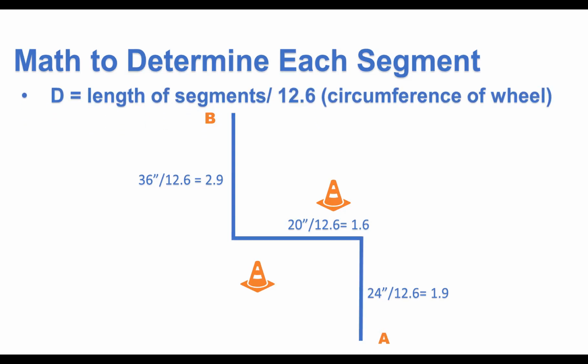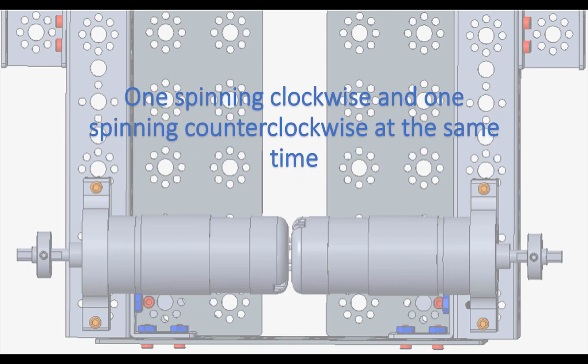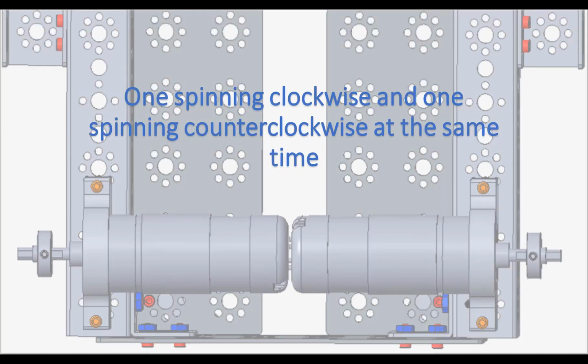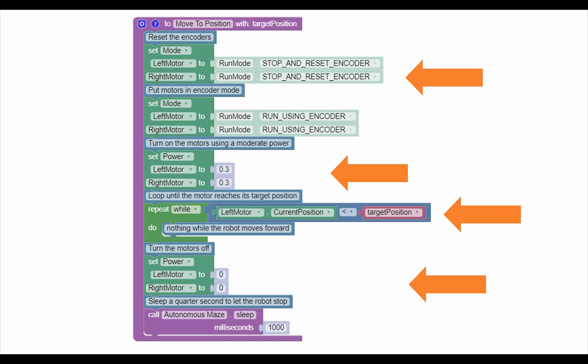So let's map out what we need to know about the motors to drive straight for a certain distance. We need to know how the motors are set up. You can see that the motors are positioned opposite one another, so one motor has to go in reverse, so they are both spinning clockwise or counterclockwise at the same time to move. Let's write the move to position function. We can use this for all three segments by changing the distance traveled. Here's the completed function. You can see the sequence of steps is to turn the motors on to a certain power level, drive the required distance, and turn the motors off.